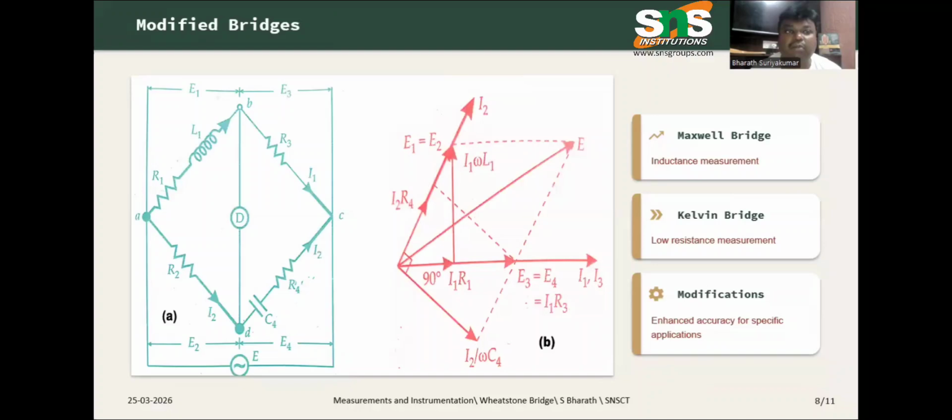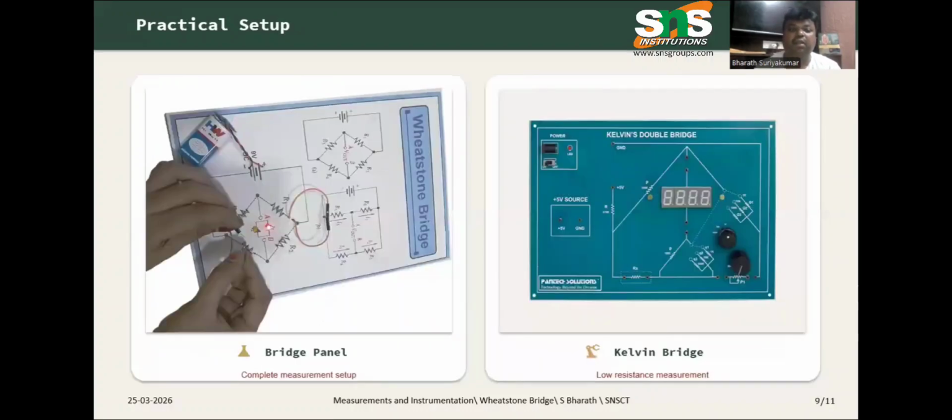We have also seen the modified bridge balance conditions. We have Maxwell's bridge to measure inductance, and Kelvin's bridge to measure low resistance. Various modifications are made to this simple Wheatstone's bridge to measure different values. You can see the practical application of a Wheatstone's bridge setup. Panel modeling is shown here to find the unknown value of a resistance. The next level, Kelvin's bridge, is shown here.